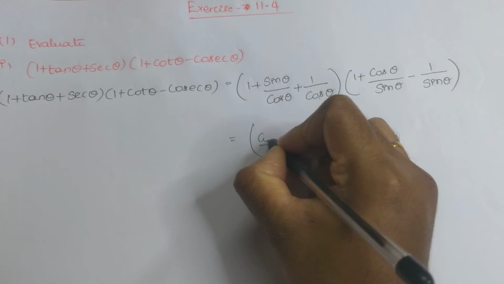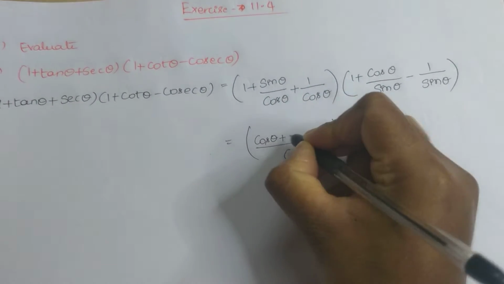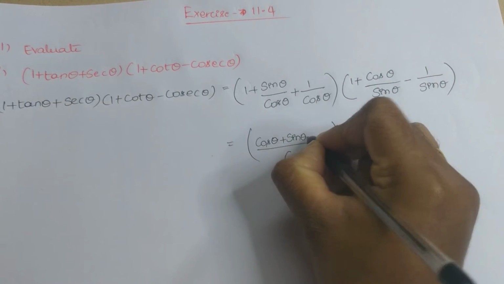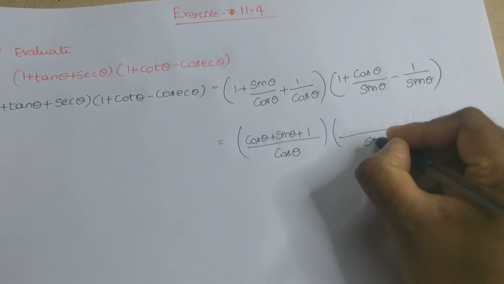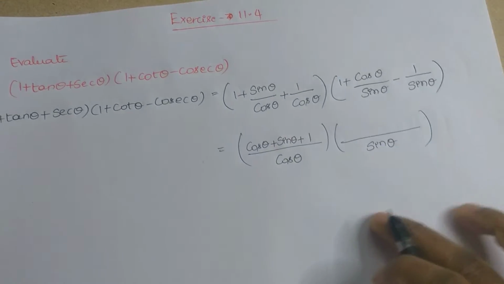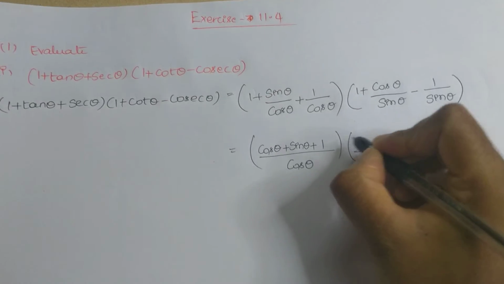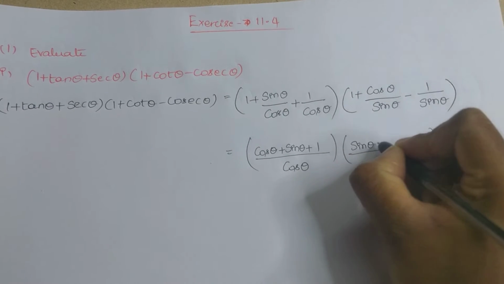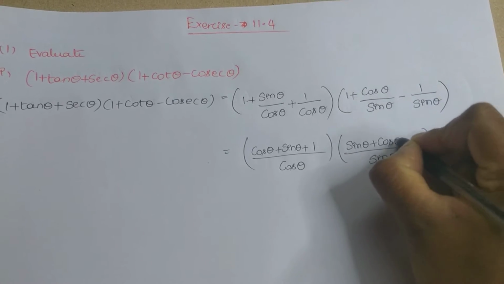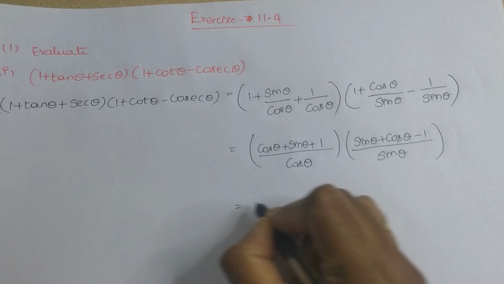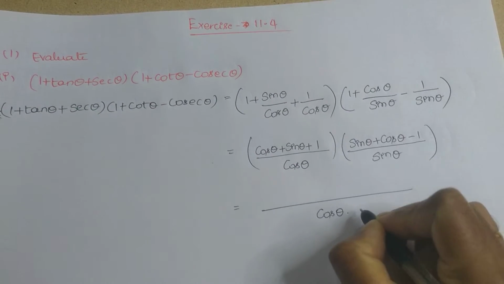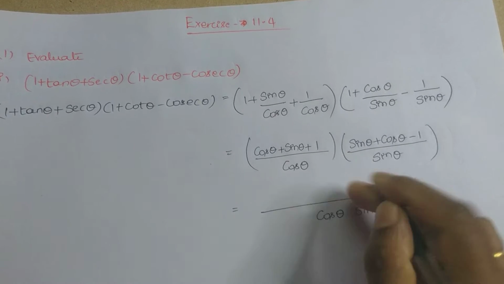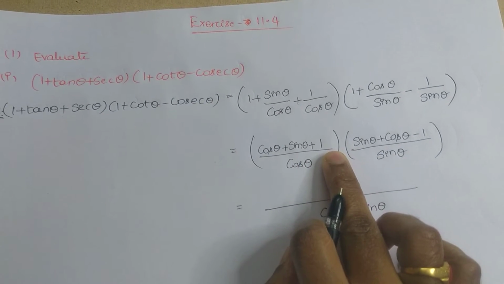When you take cos theta as LCM, cos theta plus sin theta plus 1. So here when you take sin theta as LCM, what do you get? Sin theta plus cos theta minus 1. So here the entire LCM I will take as cos theta into sin theta. Here bracket means multiplication.